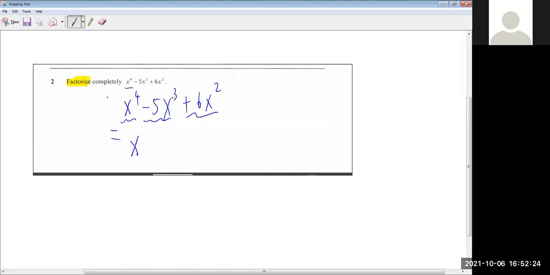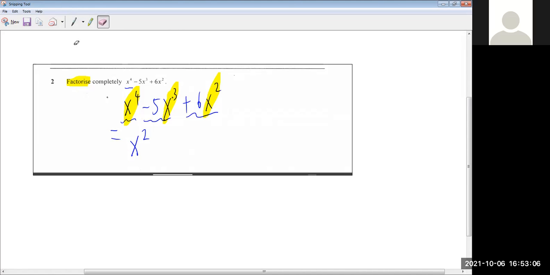X. Yes, x. But is it x only, or x squared? What you see is you have x to the power of 4 here, x to the power of 3 here, and x to the power of 2 here. In fact, you pick the one with the lowest power. So actually, the common one is x to the power of 2. That's why you pick x to the power of 2 as the common factor. So far, so good?